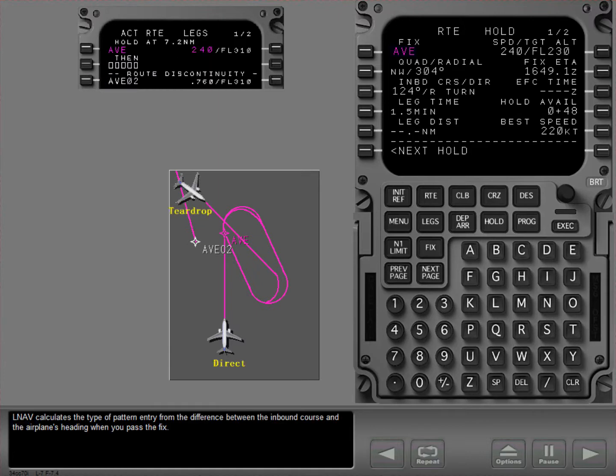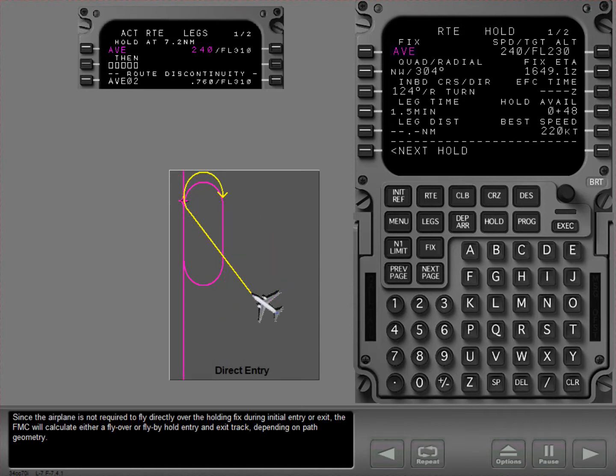LNAV calculates the type of pattern entry from the difference between the inbound course and the airplane's heading when you pass the fix. Since the airplane is not required to fly directly over the holding fix during initial entry or exit, the FMC will calculate either a flyover or fly-by hold entry and exit track, depending on path geometry.